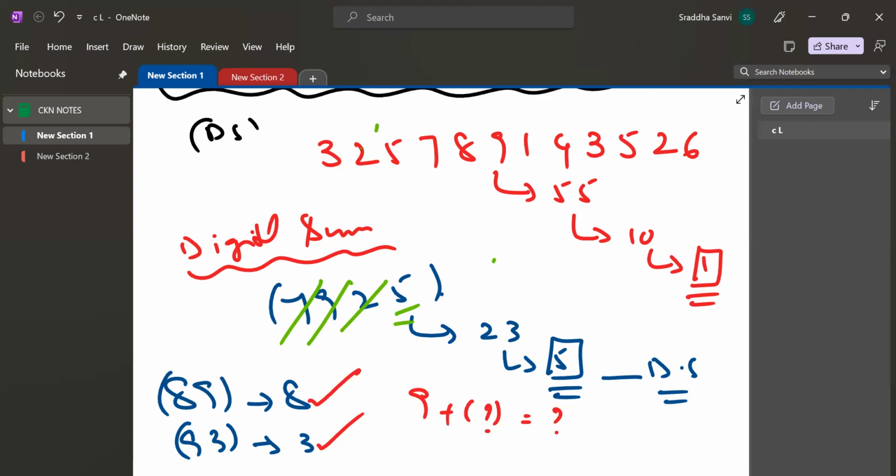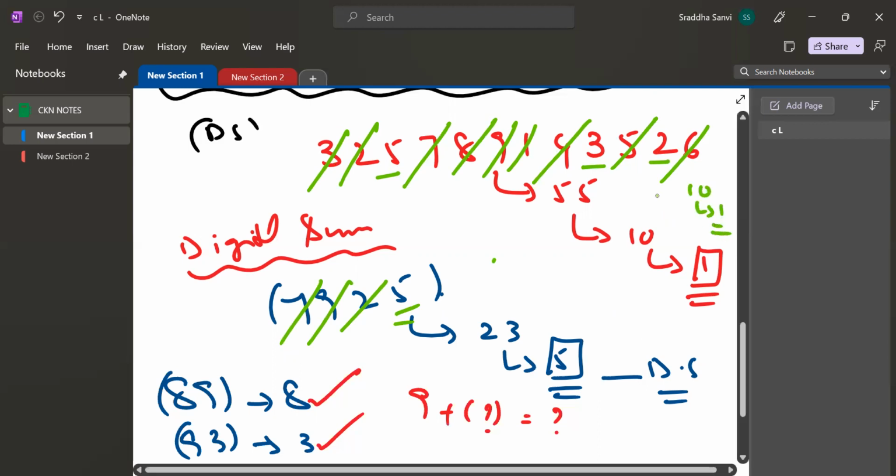For the big number, 7 plus 2 is waste, 9 waste, 8 plus 1 is waste, 3 plus 6 is waste, 5 plus 4 is waste. The numbers left are this 5, this 3, this 2. 5 plus 3 is 8, 8 plus 2 is 10. In 10, 1 plus 0 is 1. That is the digital sum of the number.